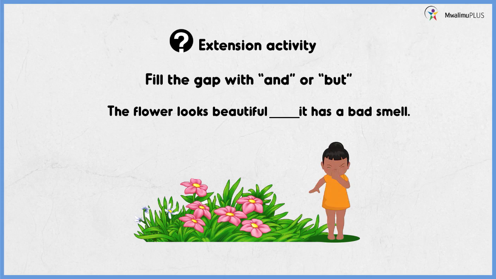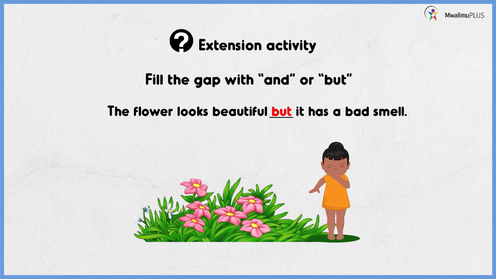And so, this is what she's saying. The flower looks beautiful, dash, it has a bad smell. So, which conjunction are we supposed to use there? Is it and or but? Very good. We are supposed to use but because these two phrases are different. They are talking about a different thing about this flower.